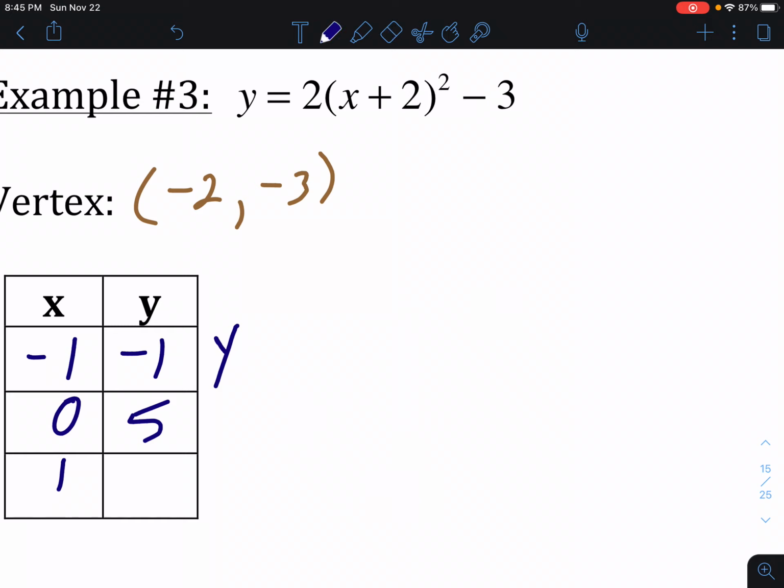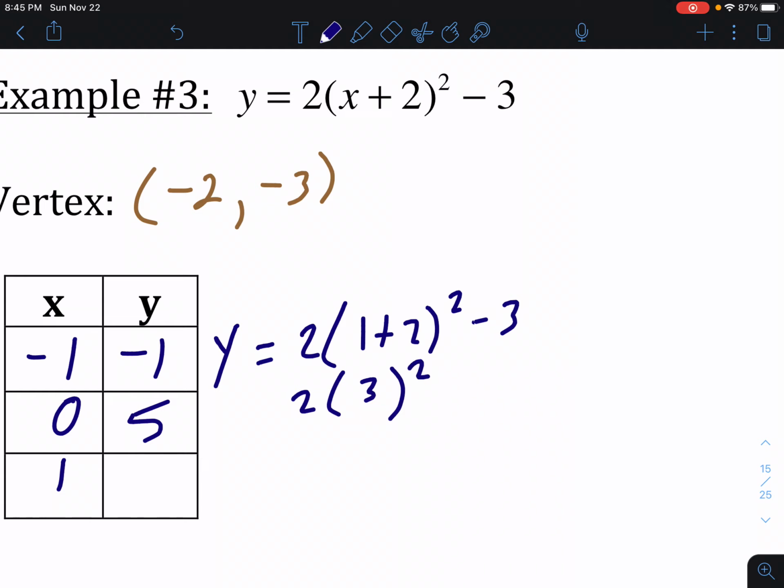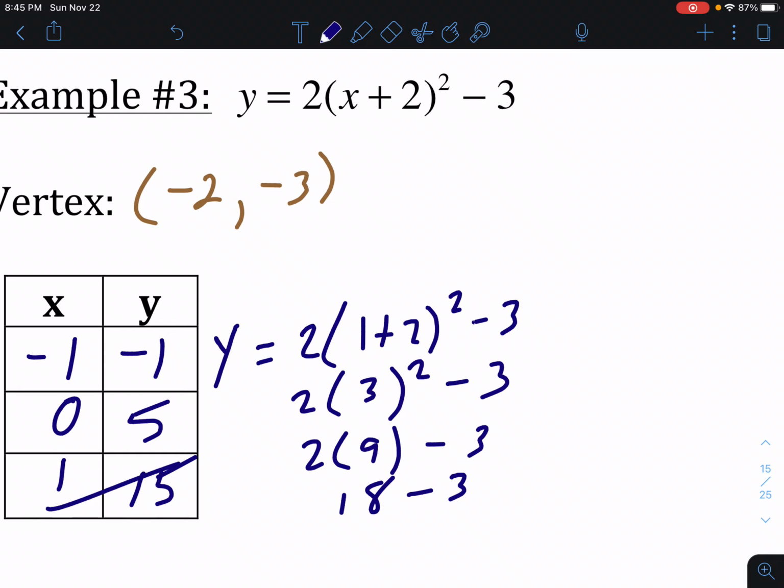And then the 1 into the formula for x. So parentheses, exponent, multiply, and subtract. And that guy, 115, we're just going to cross it off. That would not fit on our graph.